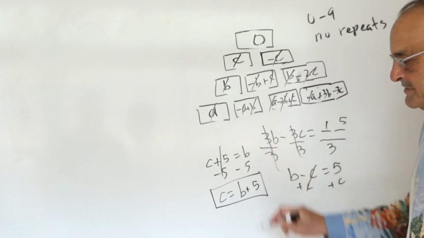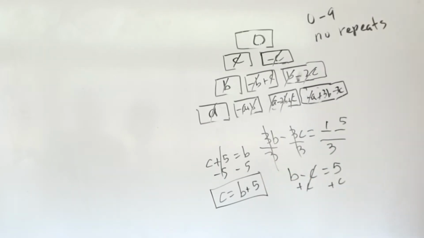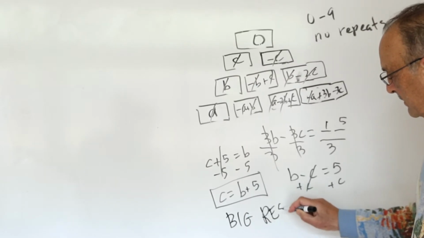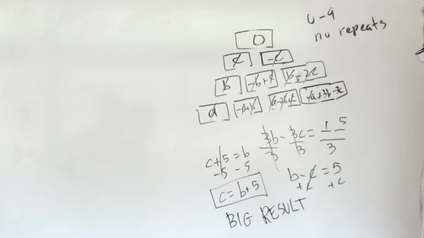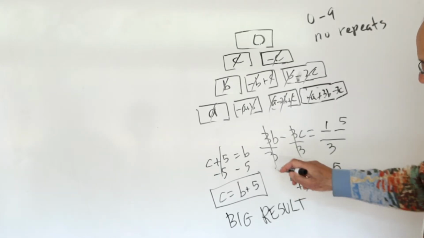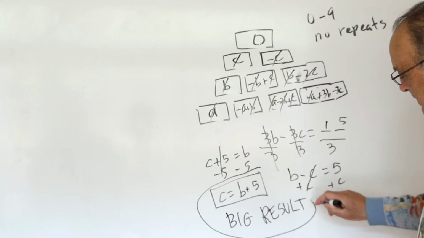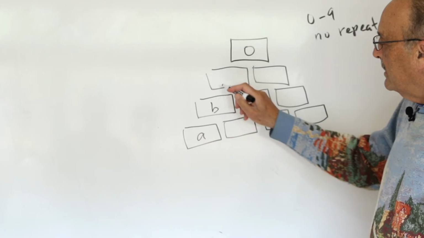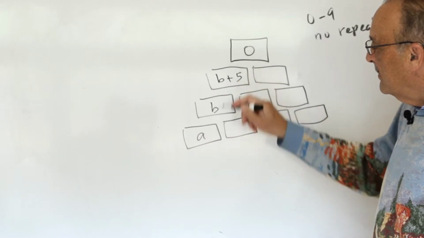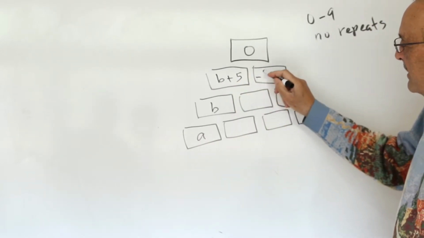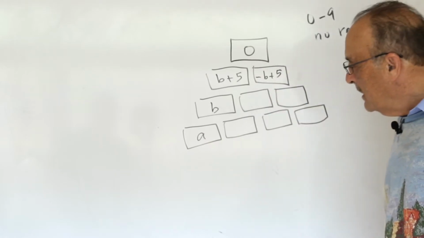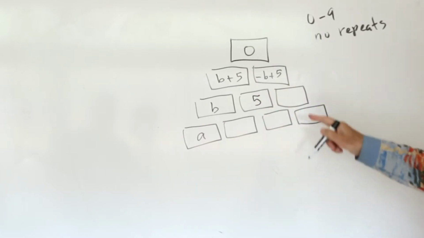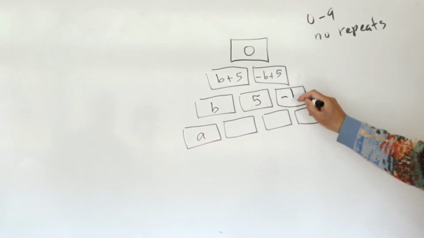And then we get what I call a big result. I usually make a big deal out of this and write big result, especially if the students are young. I said, oh, we found a big result. So we just learned we can replace this C with B plus 5. So that makes this negative B plus 5. And that makes this 5. And that makes this negative B.